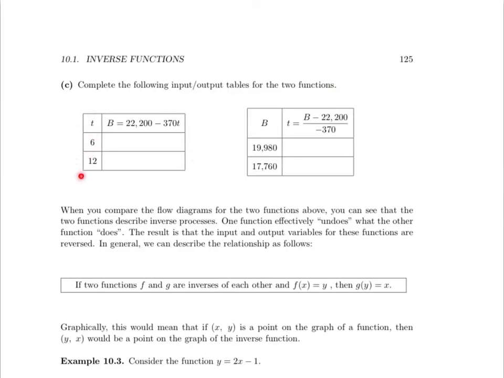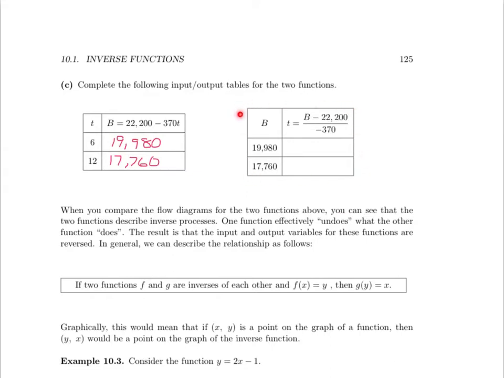We have two different values for t, and let's substitute them into our function. When we do that, we arrive at 19,980 for b when t is 6, and 17,760 for b when t is 12.